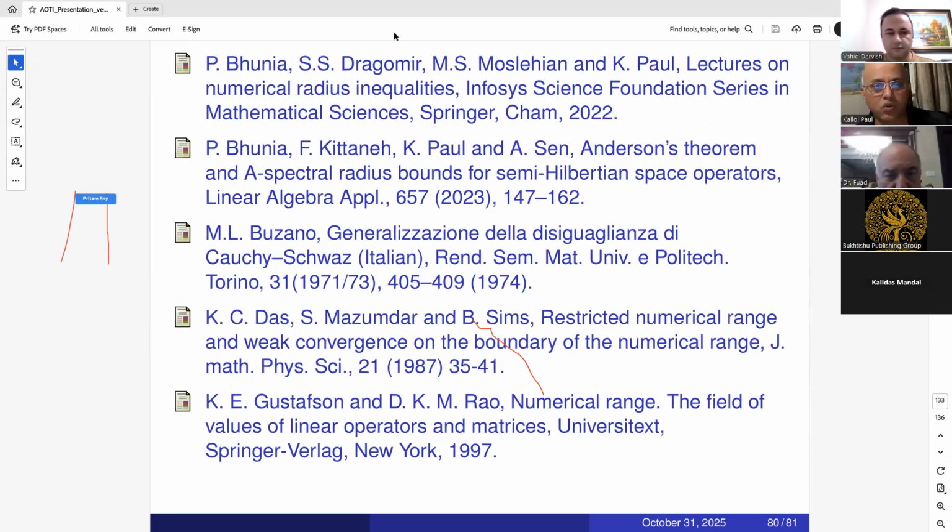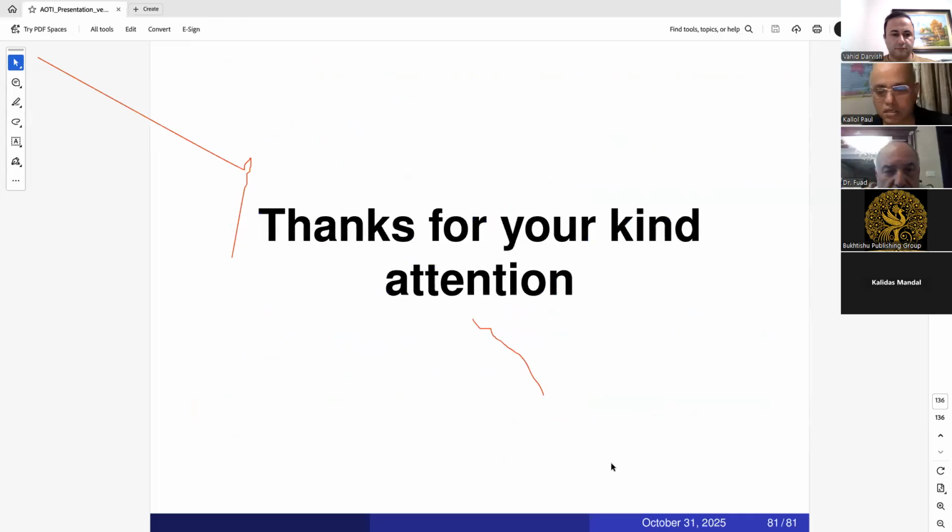You can also have a look at this book by Bhunia, my student, Professor Dragomir, Professor Moslehian, and myself. This is a recent one, published in 2020, where we have discussed numerical radius, mostly numerical radius inequalities. And the other two books are on numerical ranges, more or less analytical properties of numerical ranges. So that's more or less it. Thanks for your kind attention.